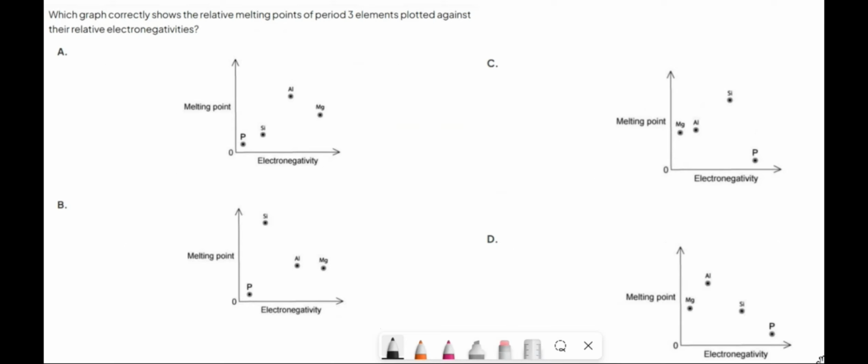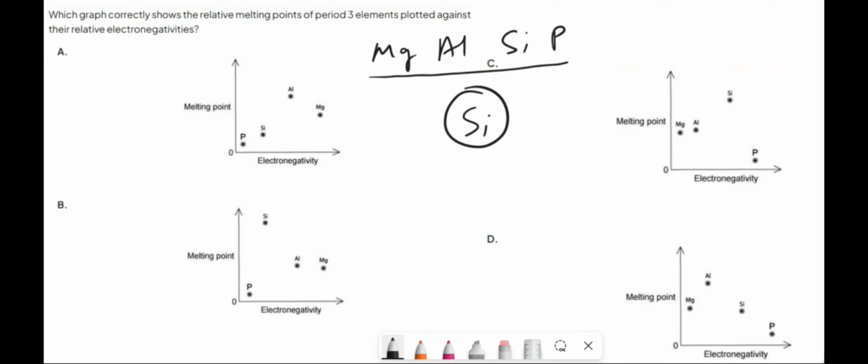Question number 5. Which graph correctly shows the relative melting points of period 3 elements plotted against their relative electronegativities? And the elements that have been taken are magnesium, aluminium, silicon, and phosphorus. And we know that among all of these elements, silicon has the highest melting point, right? It has a giant covalent structure.